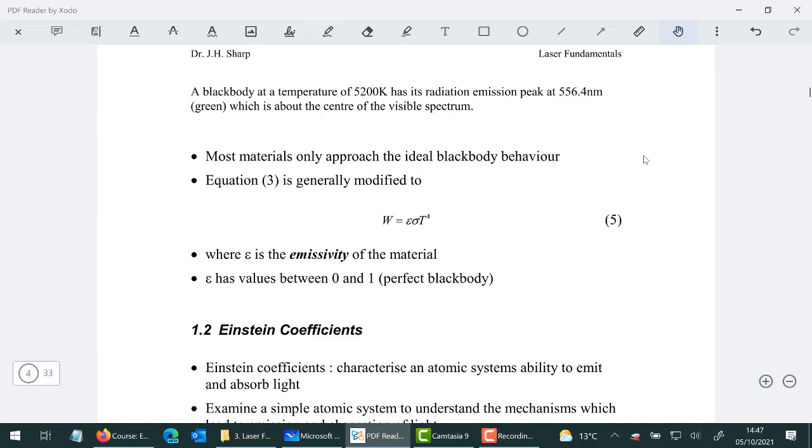So let's think of an example. Here we have an object at 5200 Kelvin. It has a radiation peak then at, let's say, 555 nanometers, which is right in the middle of the green. So that doesn't mean to say that if we heat something up to that temperature it will look green. It means that most of the light that's coming out will be green. Slightly less light will be in the blue. There will be light coming out in the red and the yellow and the orange and so on, but the peak of that curve will be at the green. Okay.